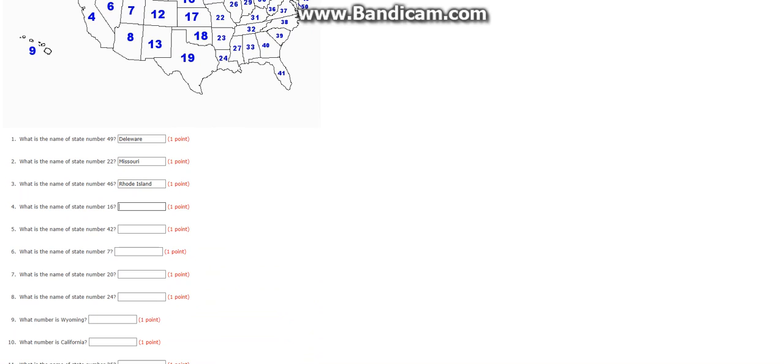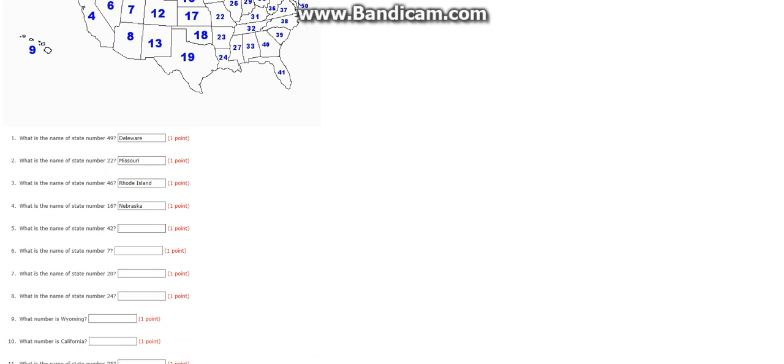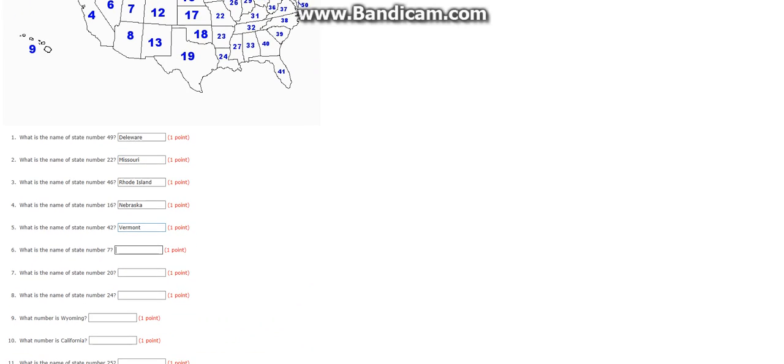Right there. It's obviously Nebraska, smack in the middle. Literally. Nebraska. State 42, back over here. Ooh, that one's easy. Vermont. Vermont, I think that's how you spell it. State 7, right there, above New Mexico, we have wait, oh, that's not Colorado. No, that's Arizona, and above it is Utah.